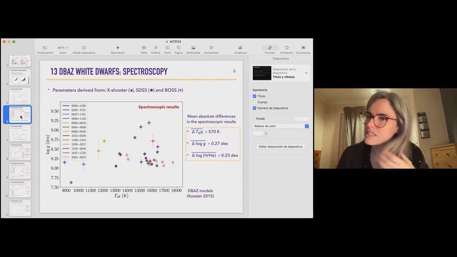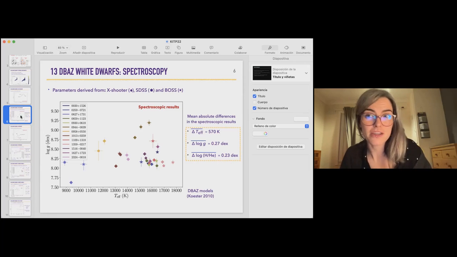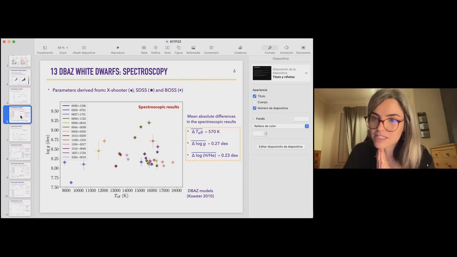I don't know too much about pulsating white dwarfs, but I believe the pulsating strip in DBs is around 22,000 kelvins, and my sample is cooler, so maybe not. It's something that I haven't thought about, but I would say no. I don't have pulsating white dwarfs, but I'm here to learn more about it.